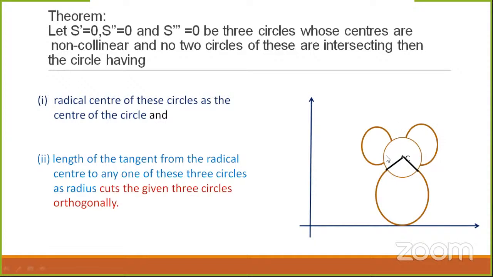What does this circle do? This circle cuts the given three circles orthogonally. See children, this is x dash, this is x double dash, and this is x triple dash. Our new circle will cut the first circle, the second circle, and the third circle. How does it cut? It cuts orthogonally. That we shall prove now.